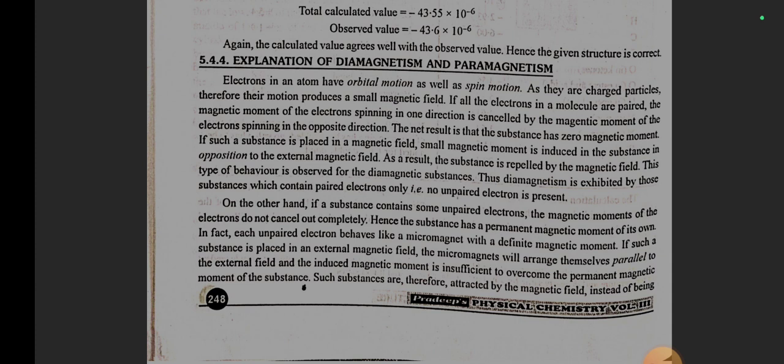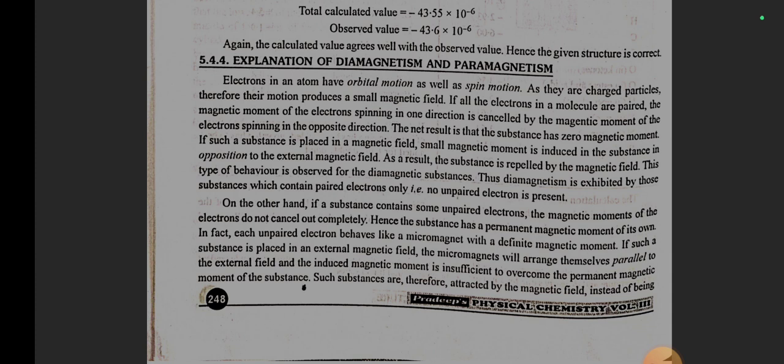Explanation for diamagnetism and paramagnetism. Electrons in an atom have orbital motion as well as spin motion. As they are charged particles, their motions produce a small magnetic field. If all the electrons in a molecule are paired, the magnetic moment of the electron spinning in one direction is cancelled by the magnetic moment of the electron spinning in the opposite direction. The net result is that the substance has zero magnetic field.